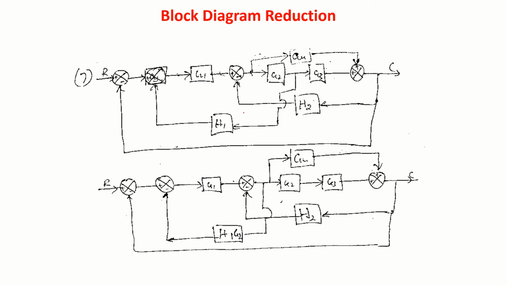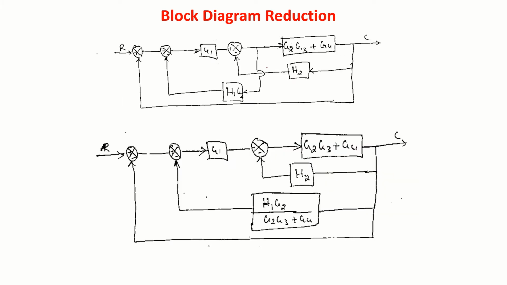Next, let us consider this example. Here basically what we do is, this is a forward path, this is also a forward path. Take this point, shift from here to here. So you have to multiply by G2. So I have done this. Now let us take this part. These two blocks are in series, we'll multiply and get a single block. Fine. Now we can shift this one outwards. That's what I have done.